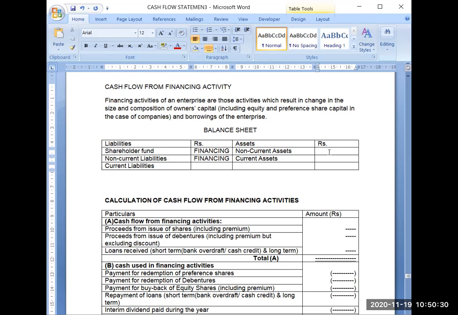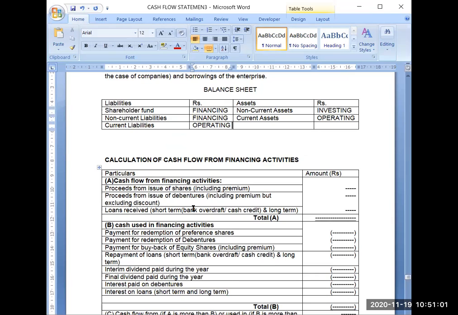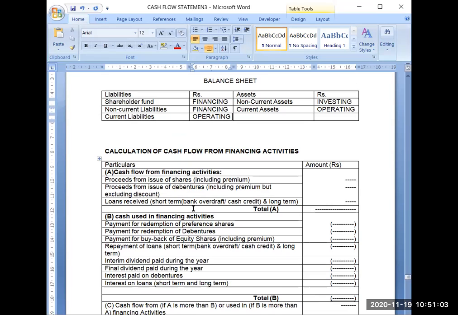Similarly, non-current assets are part of your investing activity, and current assets are part of your operating activity. Current liabilities also are part of operating activity. So the whole balance sheet will be used in the different activities. You should know which section will be helpful in which type of activity. In future, you will be getting a full balance sheet, and you have to use all this information. That's why I've given you this diagram, to identify which activity will be located where.